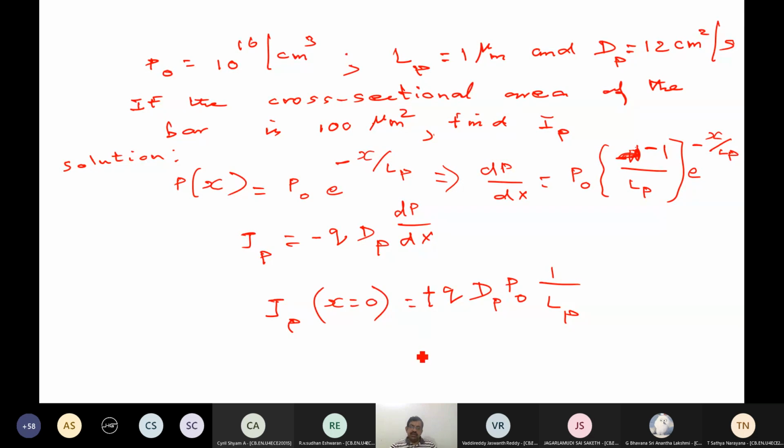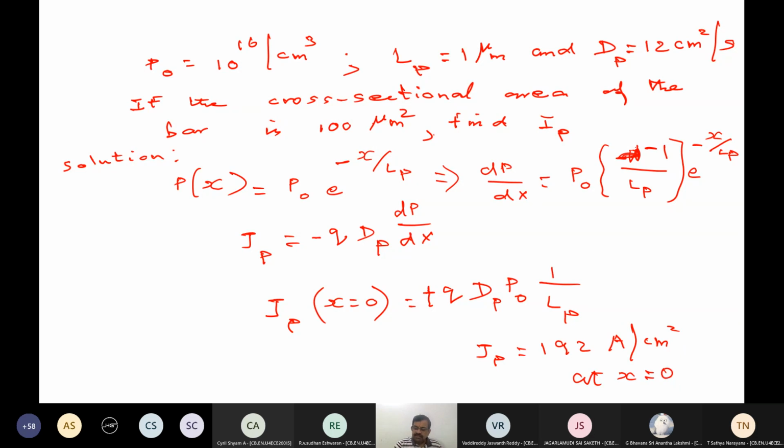So when you substitute, what will be the value? You can check it. The hole current density will be 192. This is entering the bar at x equal to 0.